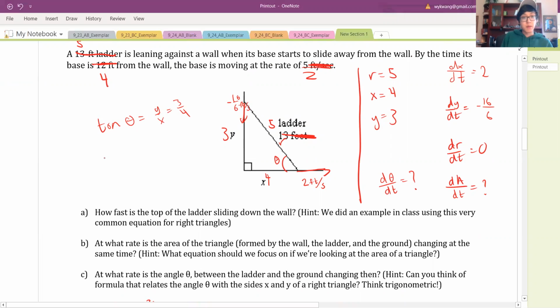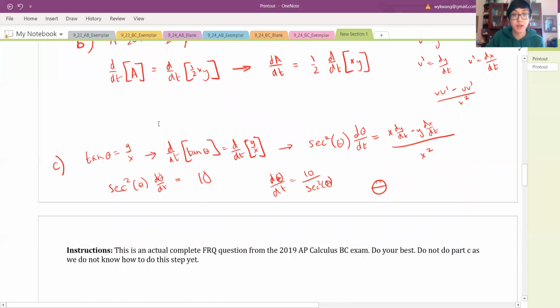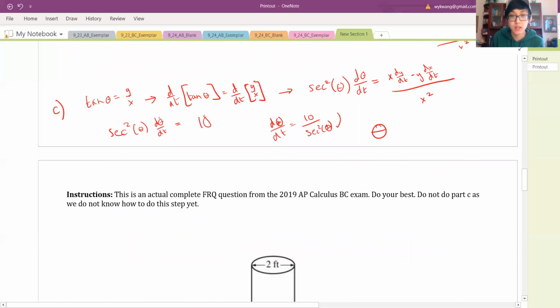Okay, so basically I'm going to use tangent inverse of 3 over 4, and that should give us theta. You have to pull up your trig memory here, but it's going to give us theta. So once you find theta, we can input theta into here, right? So now we have d theta over dt equal to something we can actually solve for.